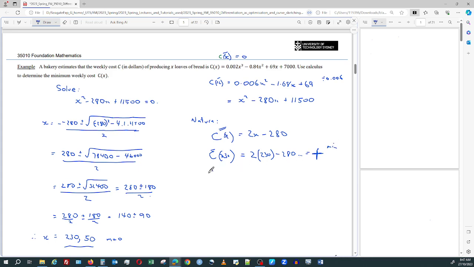Okay, let's just check 50. Function notation. 2 lots of 50 is 100. 100 minus 280 is going to be negative. So that one's a frowny face and this one's a smiley face, so this is a max. So x is 50 is a max, and x is 230 is a min.